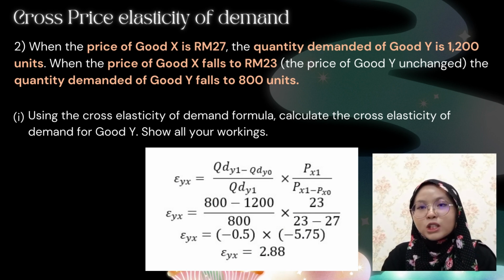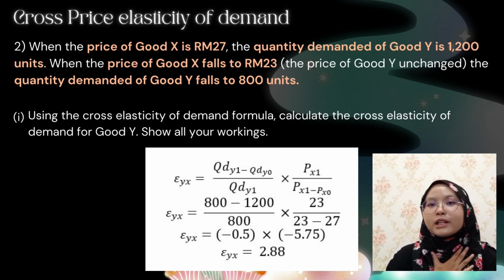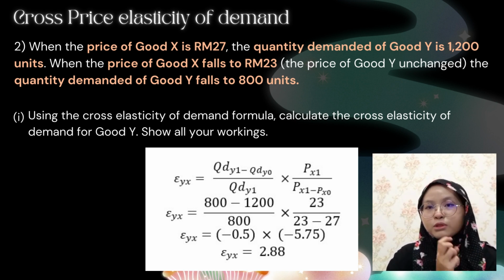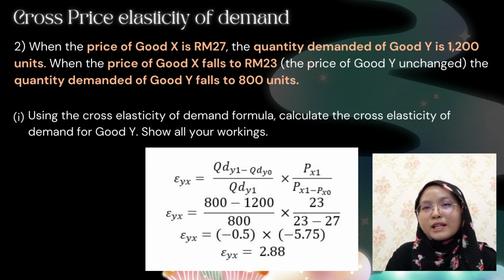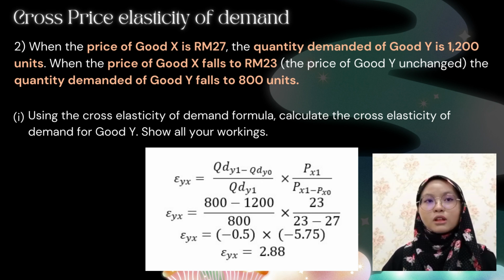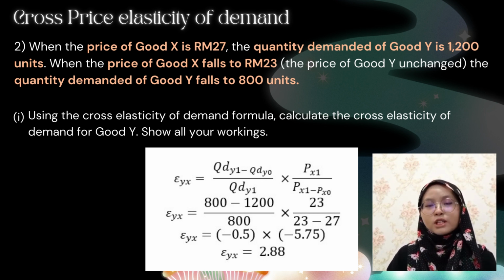I'm from the PS2B. So for my part, I will explain question number 2, which is about the cross price elasticity of demand. Alright, what is cross elasticity of demand? Cross elasticity of demand measures the degree of responsiveness of the quantity demanded for a particular good, for example good Y, with respect to the change in the price of another good.